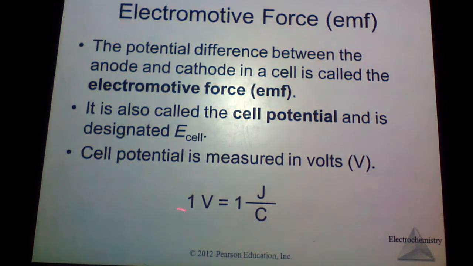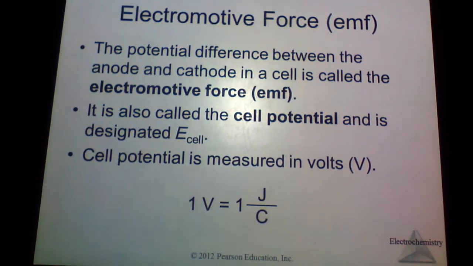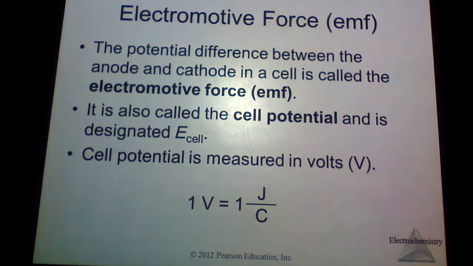And 1 volt is going to be equal to 1 joule per coulomb. So joules representing energy and C's coulombs representing charge. So energy per charge is the same thing as a volt.